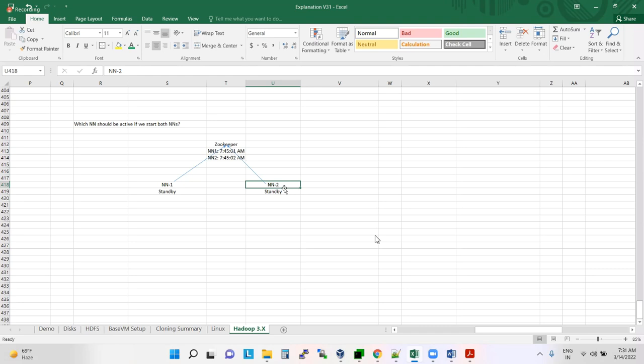Sir, what if both the name nodes send the heartbeat at the same time? But at least there will be a microseconds gap, nanoseconds gap. Milliseconds, microseconds, or nanoseconds gap. Yes or no? Yes, there are chances, sir. Definitely there will be some gap, so based on that time, it will decide.